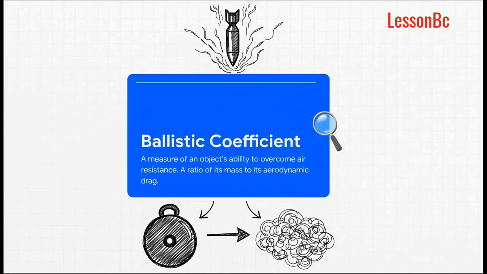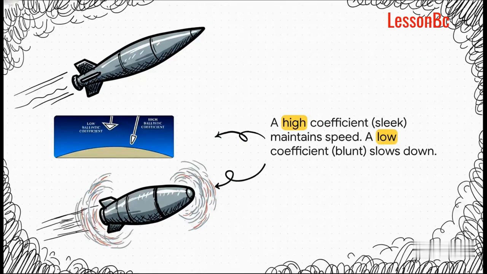Well, it's governed by a super important concept in physics, its ballistic coefficient. Put simply, it's just a number that tells you how well an object can slice through the air. It's all about the ratio of its mass to its aerodynamic drag. And you can really see the idea in action here.